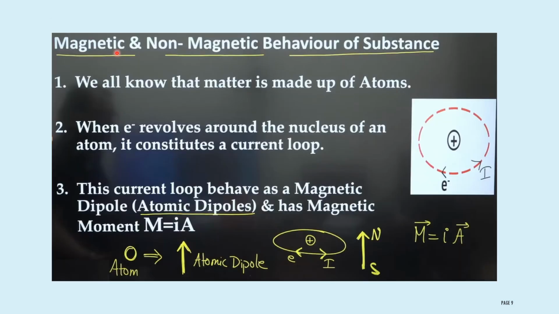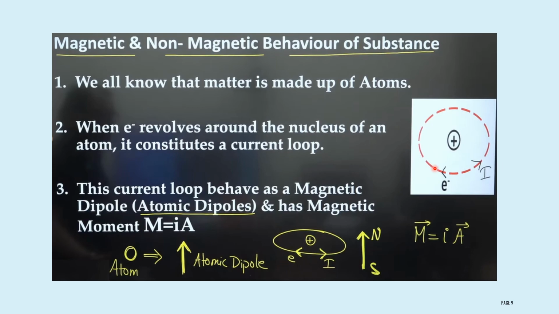Let us discuss in detail the magnetic and non-magnetic behavior of a substance. You know that all matter is made up of atoms. Each atom contains a positively charged nucleus located at the center of the atom. Electrons revolve around the nucleus. When electrons revolve around the nucleus of an atom, they constitute a current loop.